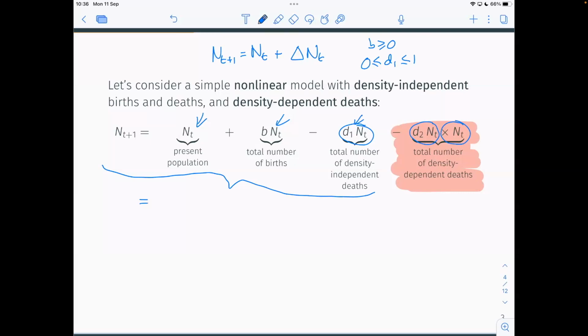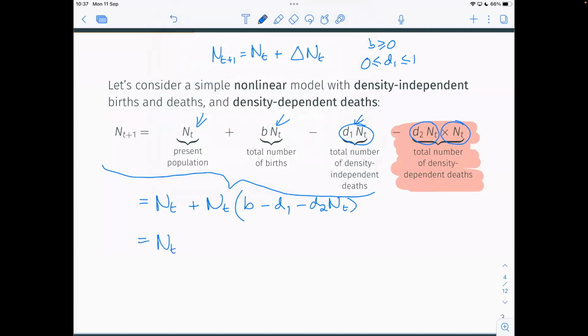So what happens if we try to simplify this a little bit? We can write this as NT plus, take out a factor of NT for the rest of the terms here. I have a B minus D1 minus D2 times NT. So before, when we did this factorization, there was no NT here. So our lambda previously was just this bit here, and that was a constant. But now this is going to be a function of n, because there's an n inside this bracket. We could just leave it like that.